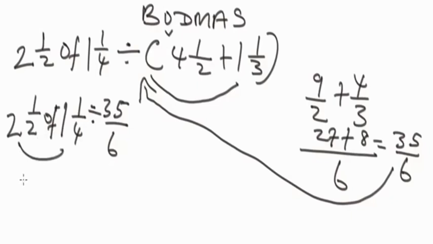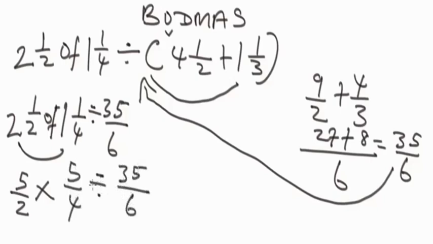Let's simplify this of. It's going to be 2 times 2, 4, plus 1. We have 5 over 2 times 4 times 1, 4, plus 1. We have 5 over 4, divided by 35 over 6.